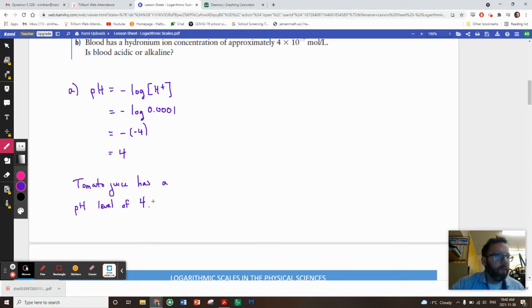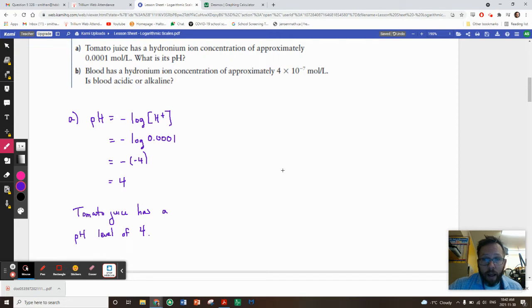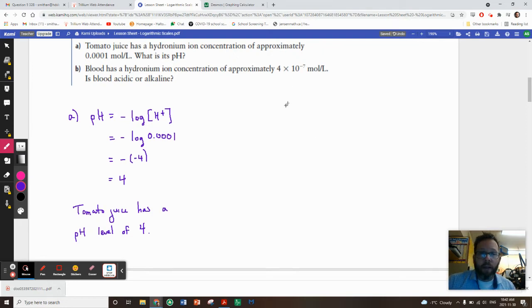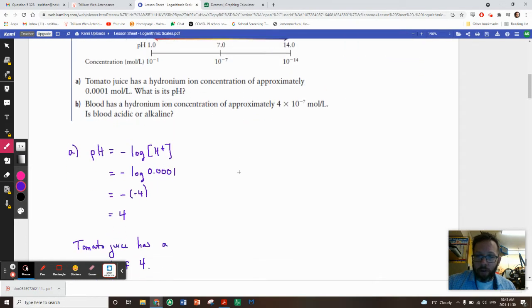So fairly acidic. Let's try another one. Blood has about 4 times 10 to the -7 moles per liter for a hydronium concentration. Let's see if blood is acidic or alkaline. Acidic will be less than 7 on the pH scale, and then alkaline or basic will be more than 7. So let's find out.